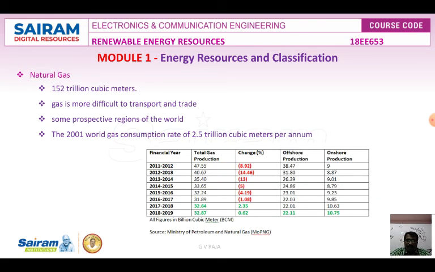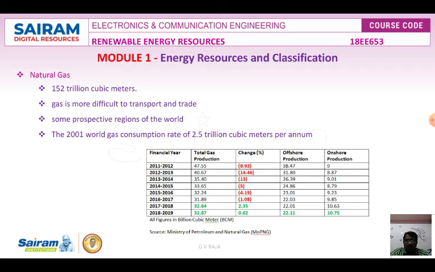Natural gas. It is also big, 152 trillion cubic meters are available. The gas is more difficult to transmit and trade. Any leakage of gas will affect the entire system, and the entire area will be demolished.